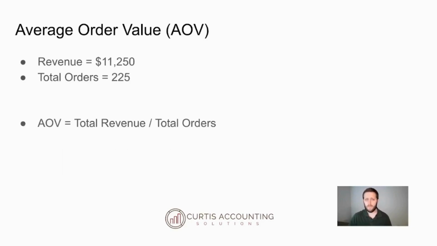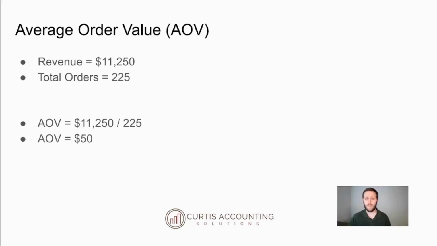We do that by simply taking our total revenue divided by the total orders, and after plugging in those numbers, the average order value for your e-commerce store would be $50. This means that on average, each order placed in your store is worth $50. Understanding your AOV can really help you make informed decisions regarding pricing, strategies, promotions, and upselling techniques to increase the value of each transaction.